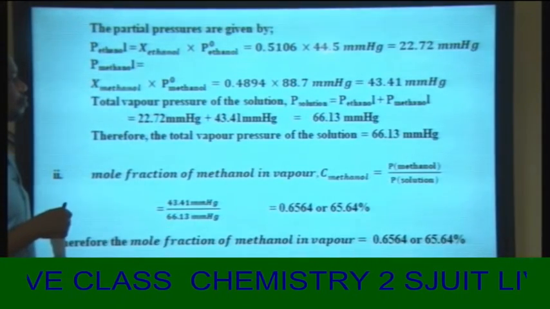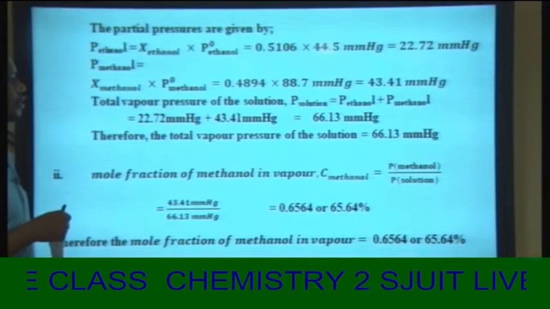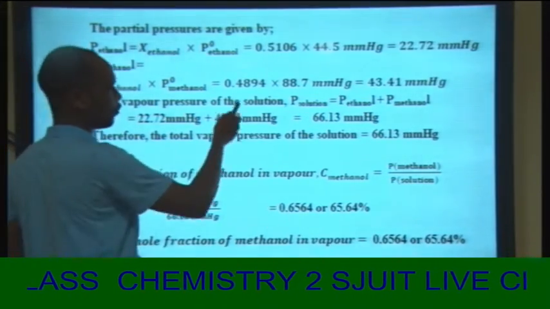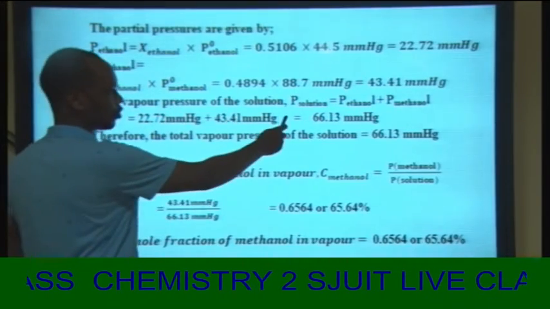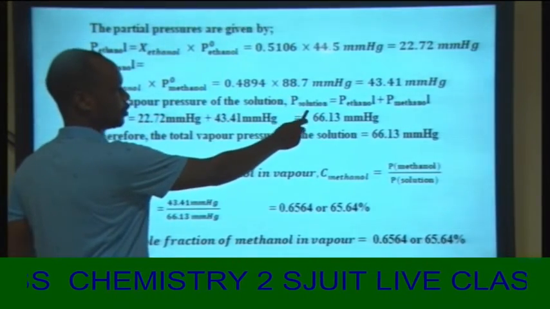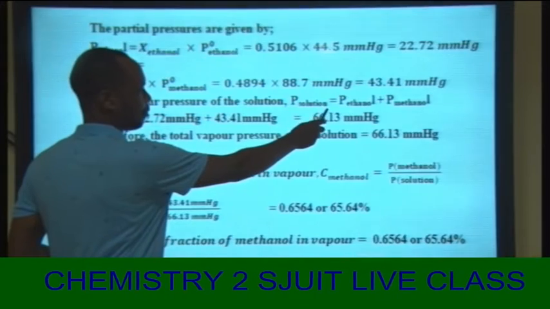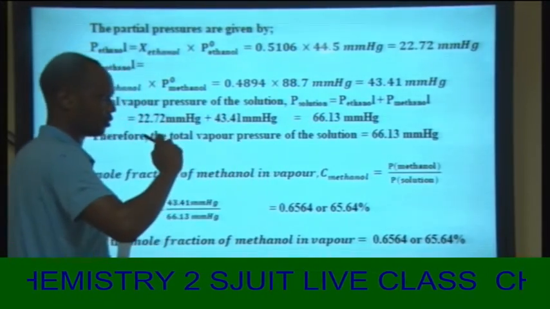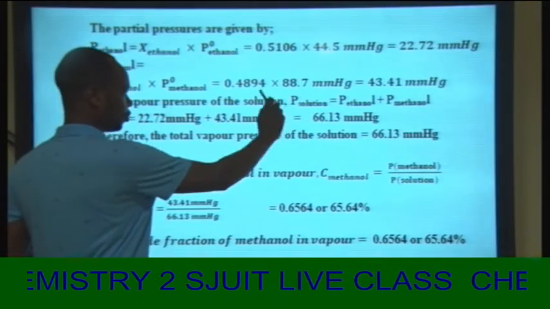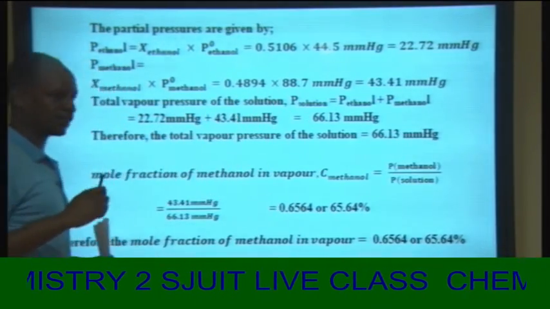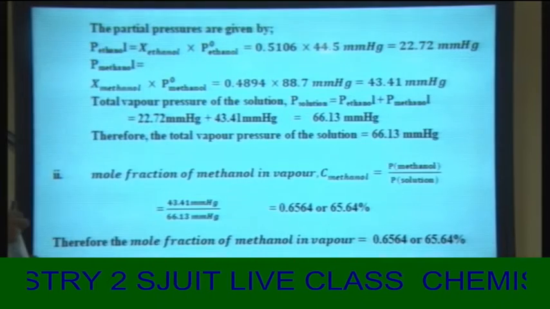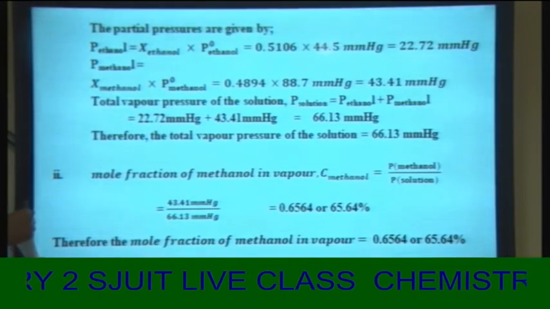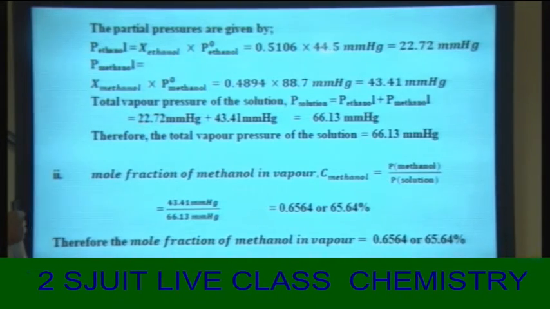Then we add the two partial pressures to get the total pressure of the solution. Total pressure of a solution, remember, is equal to partial pressure of ethanol plus partial pressure of methanol, which should be equal to 66.13 millimeter of mercury. Therefore, this was the total vapor pressure of the solution.